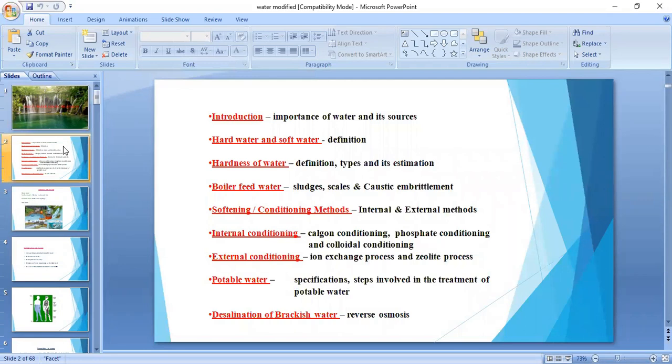So what is the importance of water? When we are talking about the importance of water, we are using it for various purposes, industrial and domestic. Industrial means textile industries and so on, and domestic means washing, bathing purposes, like this.